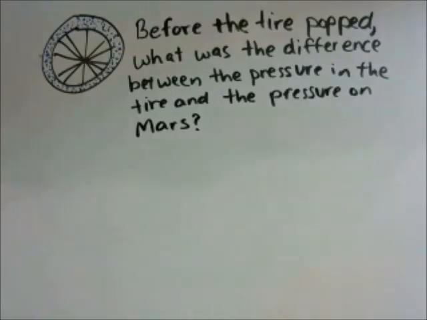So when Fred measured his tire's gauge pressure on Earth to be 40 psi, its absolute pressure was 55 psi. On Mars, the difference between the pressure of the Martian atmosphere and the tire would be 55 psi.